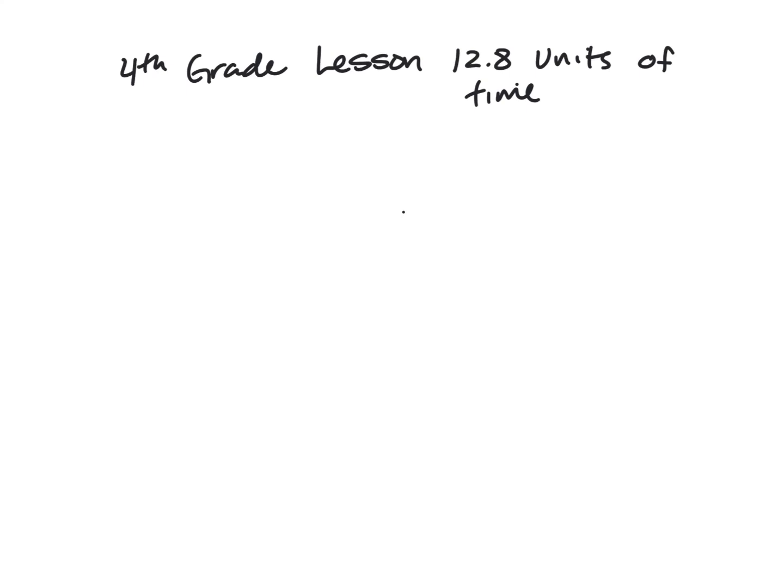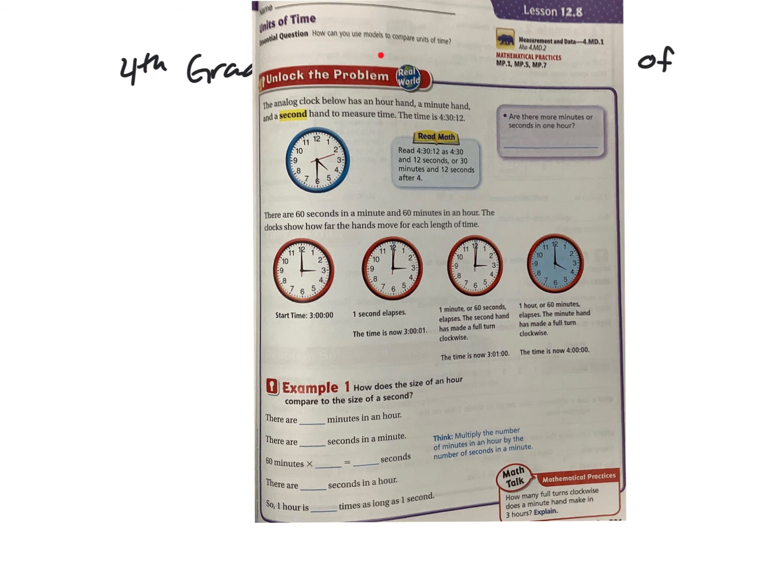Fourth grade lesson 12.8 is units of time. Our essential question is, how can you use models to compare units of time? The analog clock, which we don't see as often anymore, but we still see it, so it's important to recognize it. The analog clock below has an hour hand, a minute hand, and a second hand to measure time.